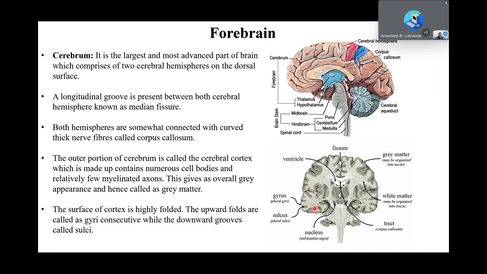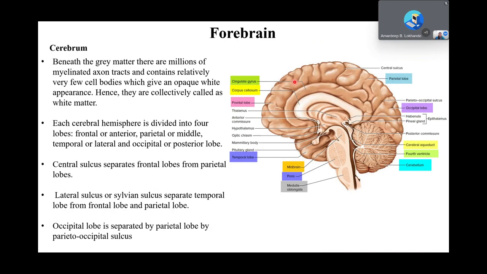So like I mentioned, beneath the gray matter, you will have the myelinated axons. There will be fewer cell bodies and more of these myelin-sheathed axons, which give them a white appearance. That's why they are called white matter. So there is gray matter and white matter: gray matter on the outside and white matter on the inside for the brain. Further, as I had mentioned, this is a very advanced part of the brain.